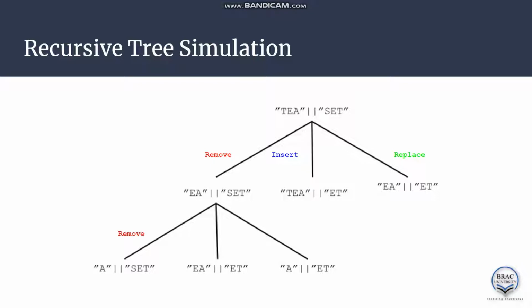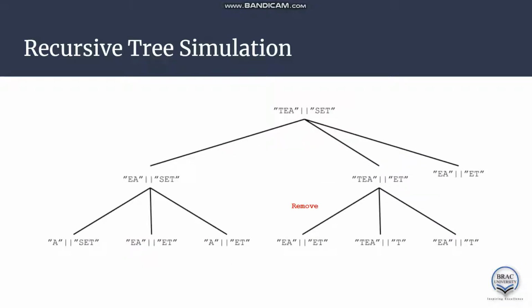Now from the EA and SET, we will do the remove operation like before and we'll be left with A and SET. Then we will do the insert operation and we will have EA and ET. Then we will do the replace operation and we will have A and ET. Now from the TEA and ET, we will do the same 3 operations again. Remove, insert, and replace.